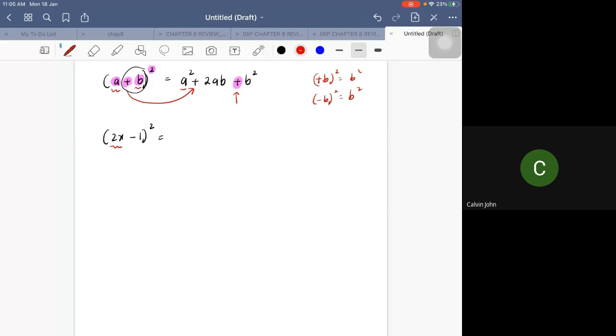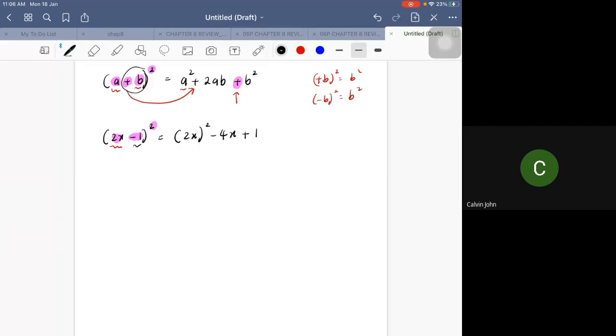So bila I nak expand, ambil term yang pertama, kuasa 2 kan dia, semua benda. So ni akan jadi 2x kuasa 2. And then kita darab semua term, darab 2, darab negatif 1, darab 2x. Yang kat tengah tu dia akan jadi, this is going to be negatif 4x. Yang belakang sekali kita akan ambil 1 square, dia akan jadi tambah 1. So tu adalah kita punya quadratic expression.